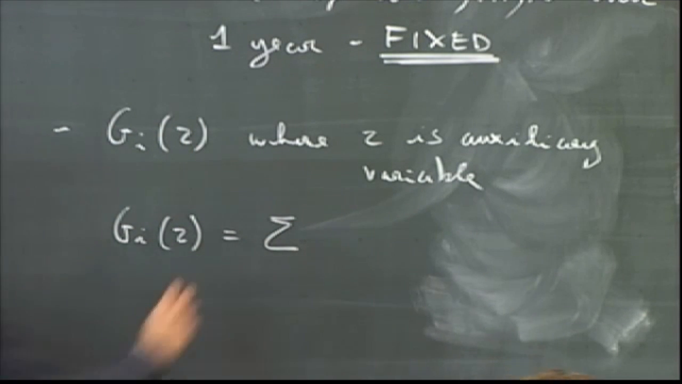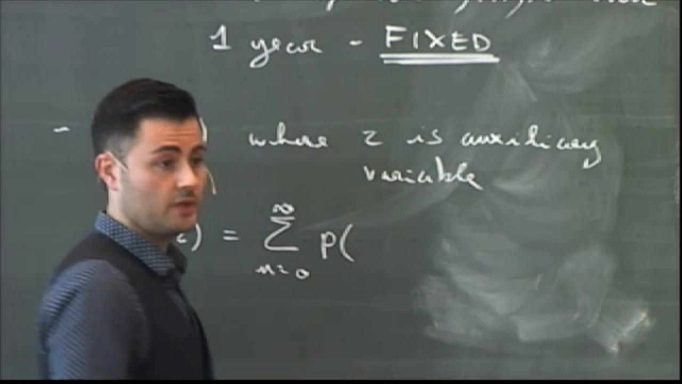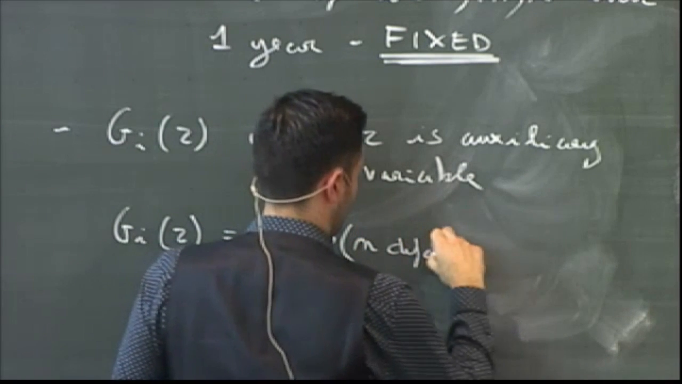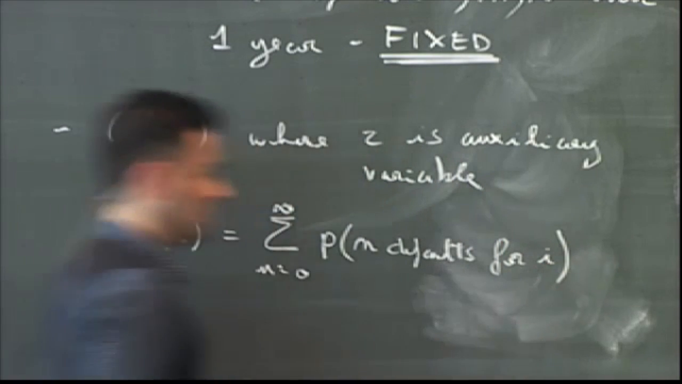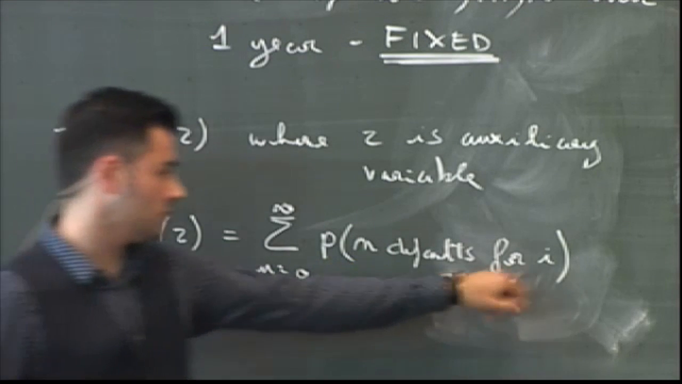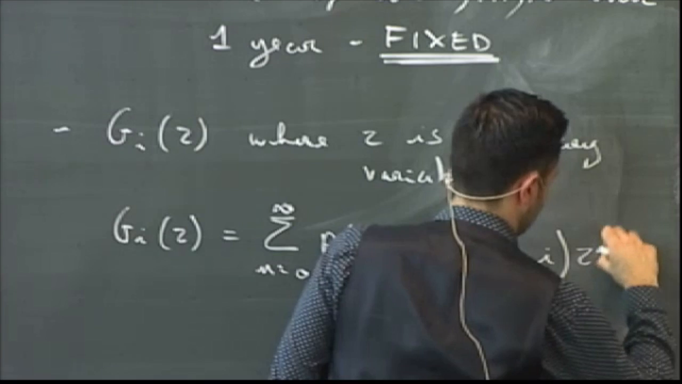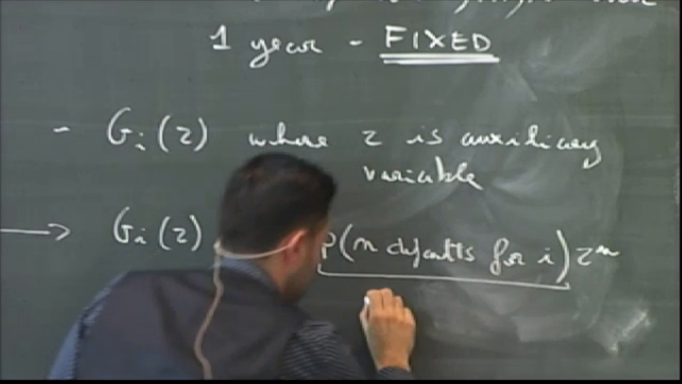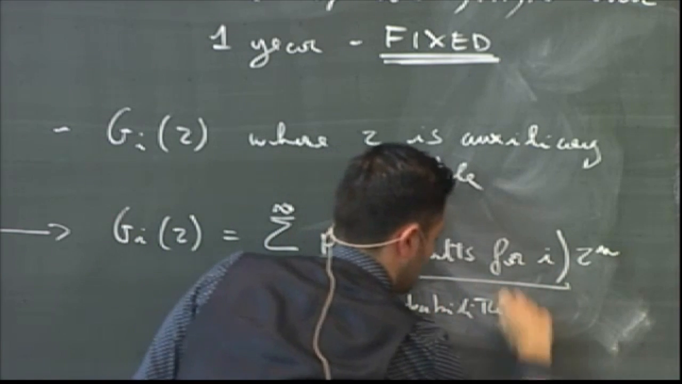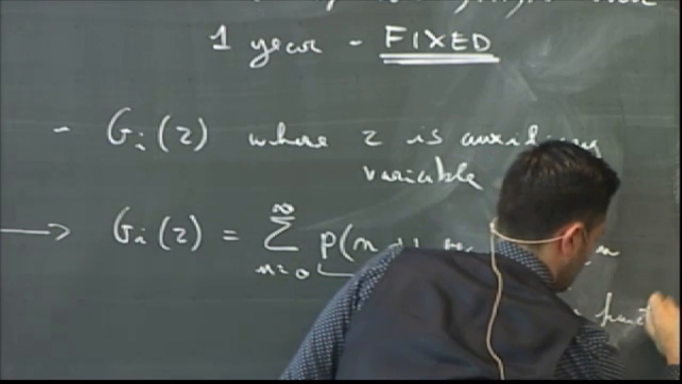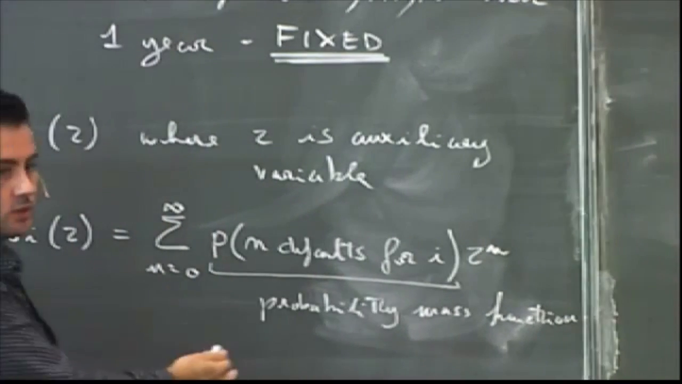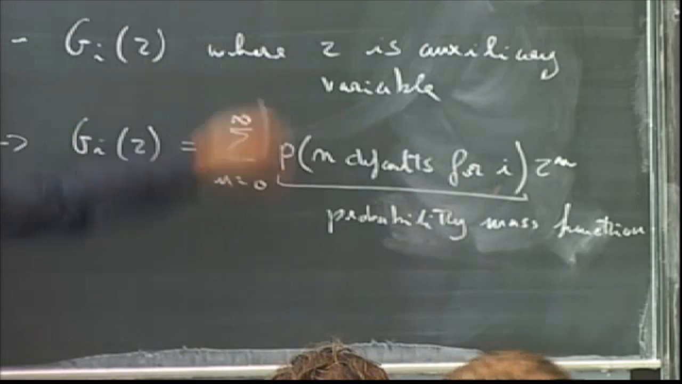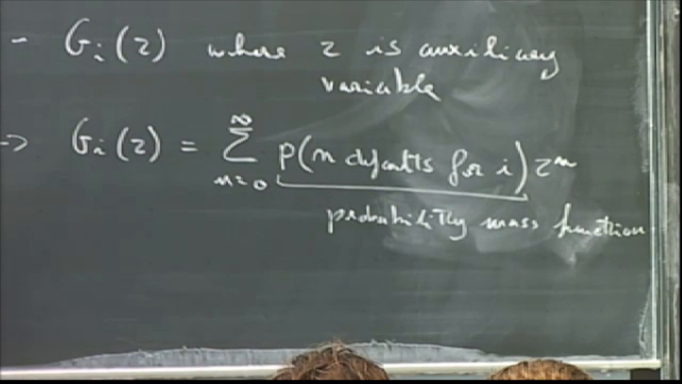So how we define it is the summation from 0 to infinity of the probability of observing n defaults for i, times z to the n. So it's the probability of observing n defaults for obligor i, and here you have the power series representation. If this is the probability mass function, which can be Bernoulli, can be binomial, can be Poisson, discrete in any case, this object in general is called the probability generating function.